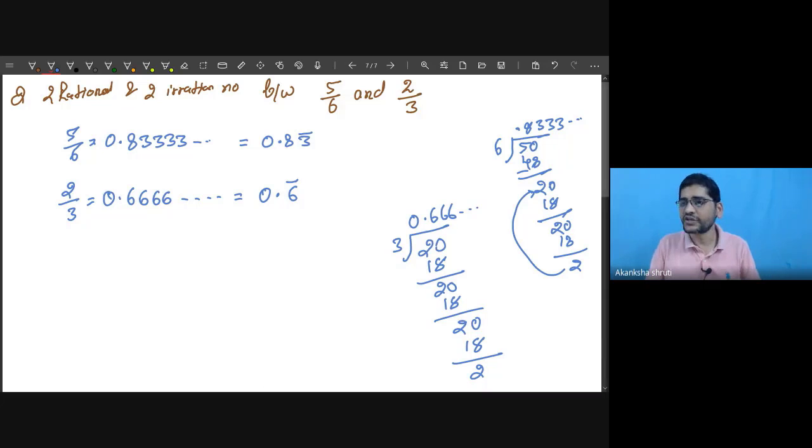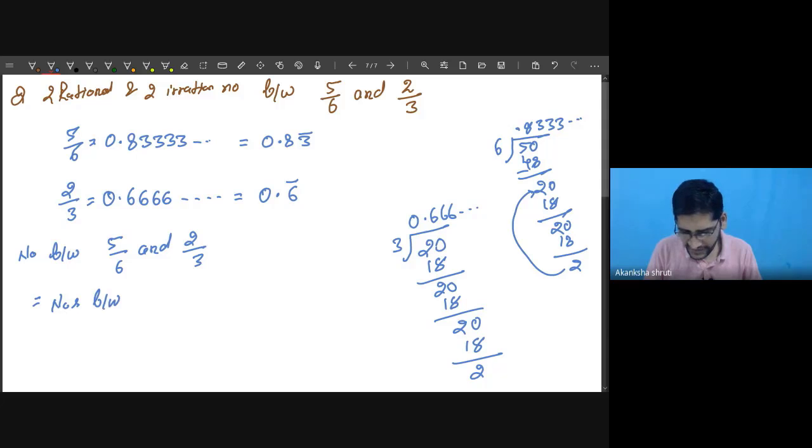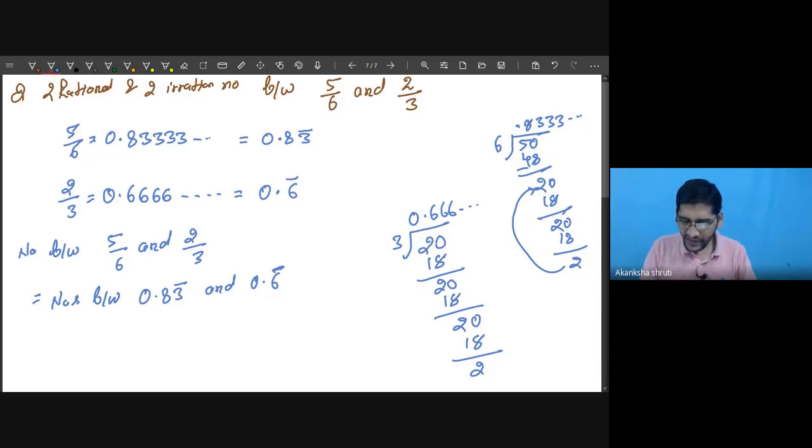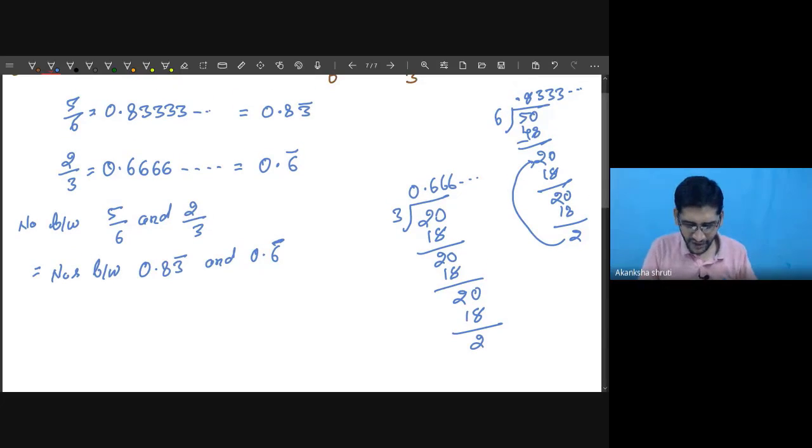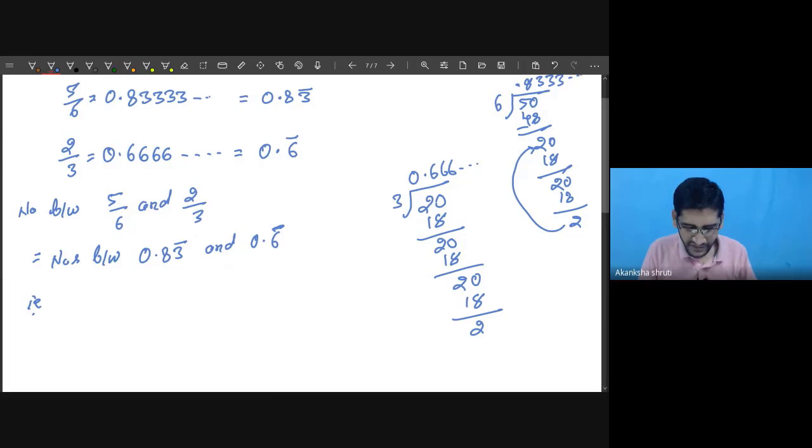Now we need to write the number between 5/6 and 2/3. It will be the same as numbers between, we shall take the first one as 0.83 bar and 0.6 bar. It is like this one. So what does it mean, student? Or if you can openly, you can write this, or you can understand this in this decimal form itself. That is what it could be.